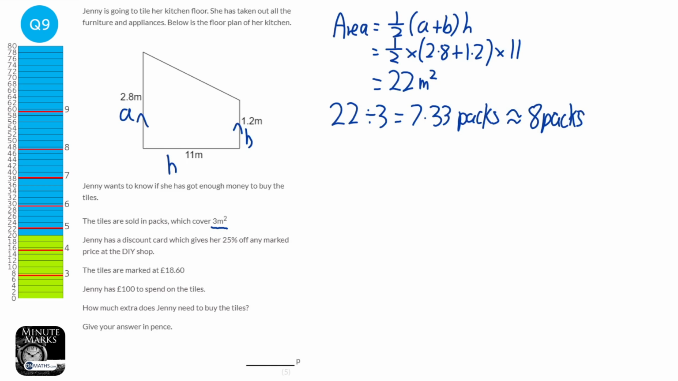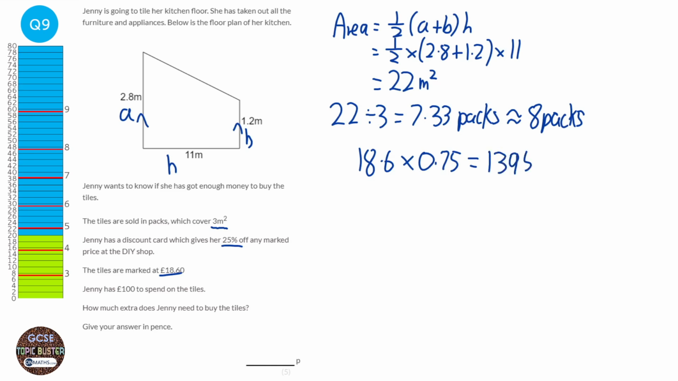Okay, next thing we look at is the fact that Jenny has a 25% discount. So we need to find out what a 25% discount would do to the £18.60 for the pack of tiles. So what we're going to do is get the £18.60 and times it by 0.75. So we're just going to find 3/4 of it because she has a 25% discount, and that would be 1,395. So the tiles are going to cost £13.95.